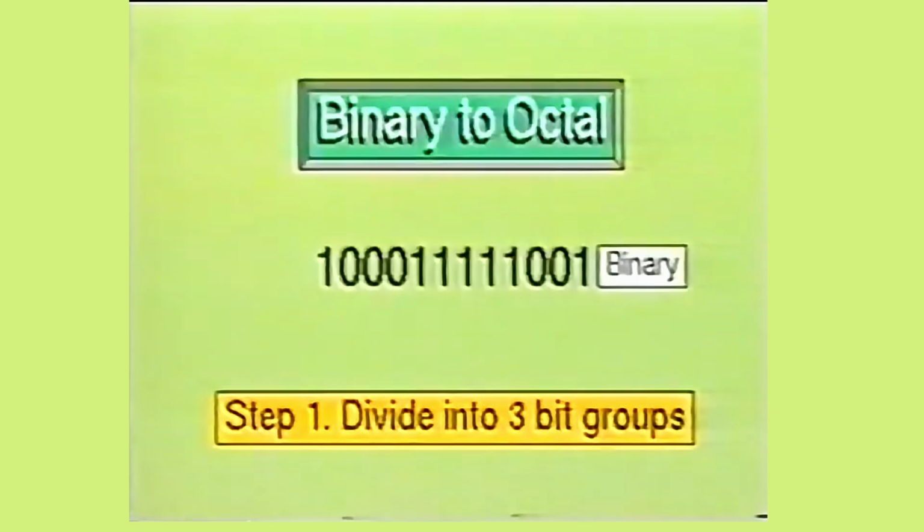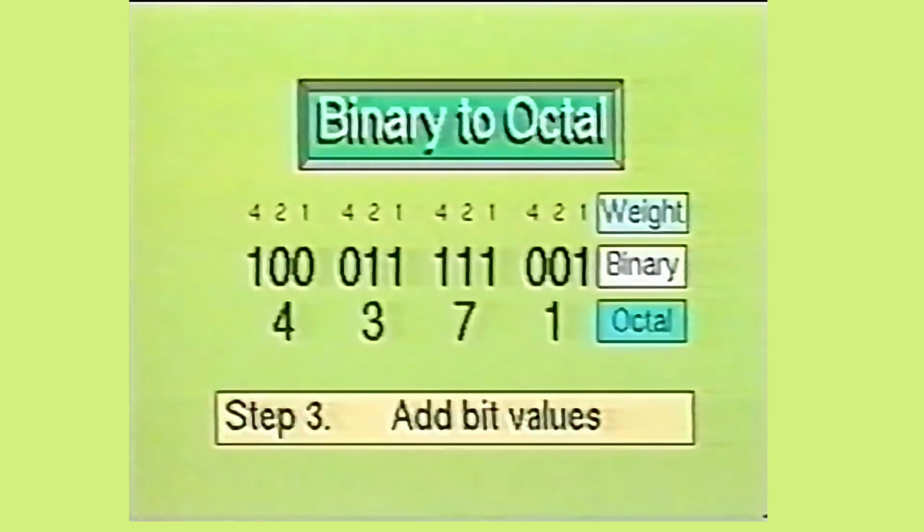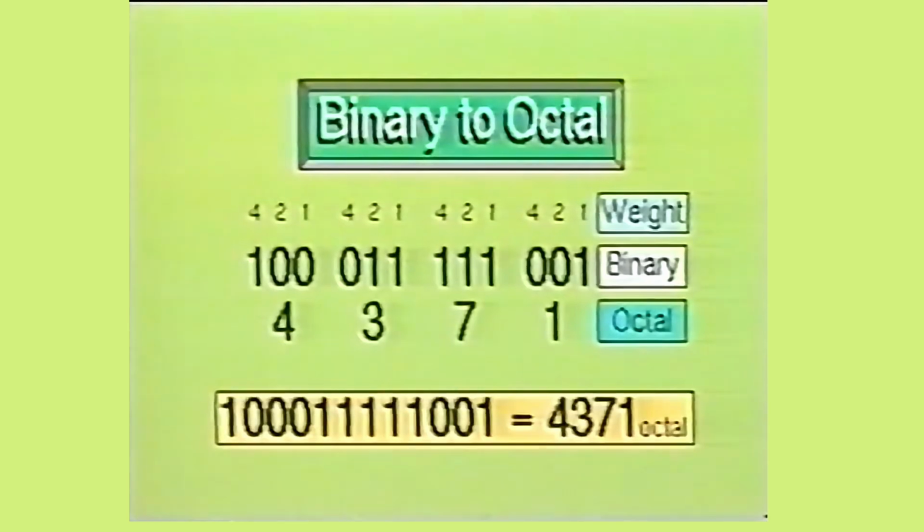Converting binary digits into octal notation is a very simple process. For example, to convert this 12-bit binary number into octal notation, first we must divide the binary bits into groups of 3, starting from the right. Next, we assign the weight values to each of the 3-bit groups. Then we add the values of each weight, which contains a 1 for each of the 3-bit groups. At this point, we see the binary number 100011111001 converts to 4371 in octal notation.